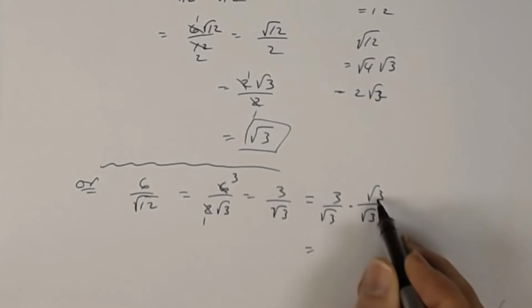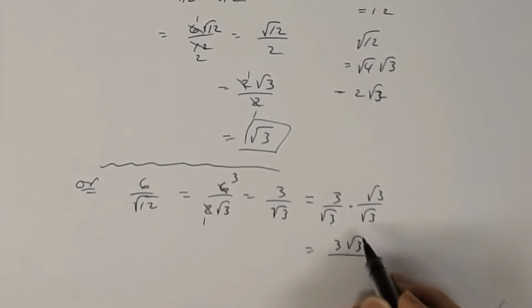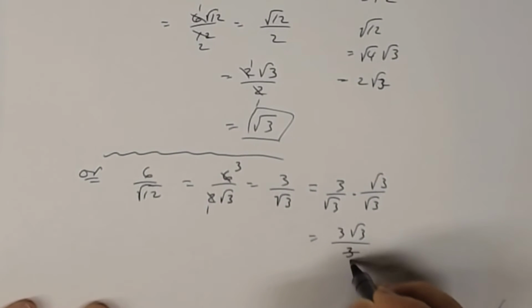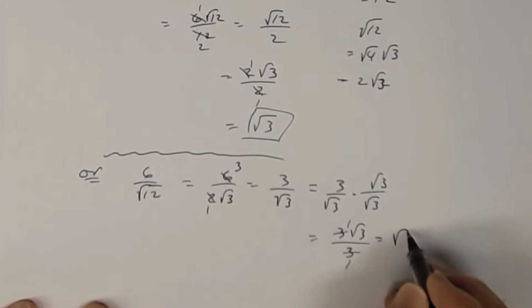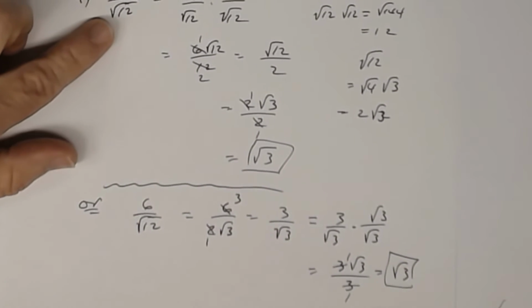And so I get 3 square root of 3 divided by, and then the square root of 3 times the square root of 3 is the square root of 9, which is just 3. And then now these 3's divide out. And so you just get square root of 3. All right. So regardless of which approach you take, you get the same answer.